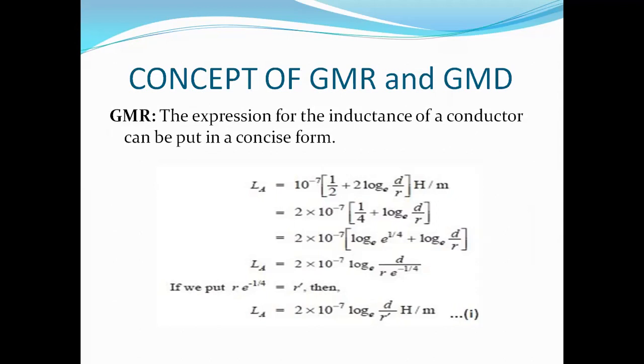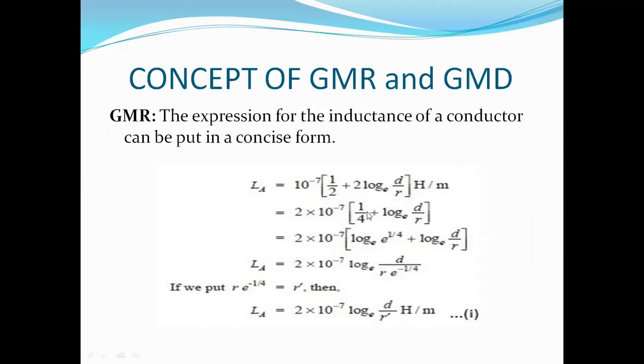Now we have to modify this equation slightly. So how to modify? Look, in the second step of this calculation, here we take 2 into 10 to the power minus 7. That means inside the bracket there was 1 by 4. Now 2 is outside of the bracket, so 2 into 10 to the minus 7 into (1 by 4 plus log D by R to the base E). That means 2 is a common part from the equation. So finally in the third line we get 2 into 10 to the minus 7.